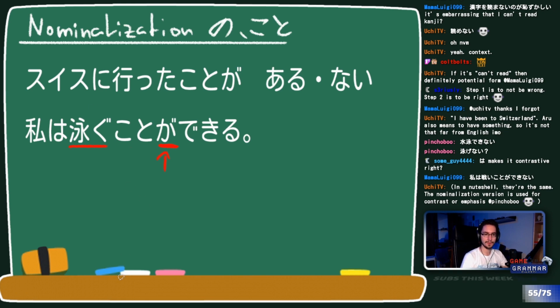So that's a common use of koto. These are the two main uses of koto that you'll see: action in the past tense plus koto ga aru, koto ga nai, I've done it or I haven't done it, I have experienced it or I haven't. Or action plus koto ga dekiru, I can do it, I'm able to do it, or dekinai, I'm not able to do it. I can't do it. Right?